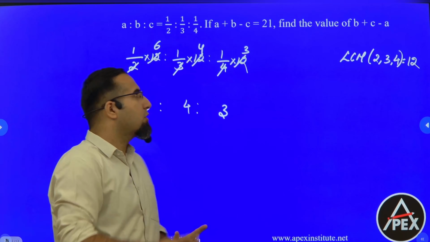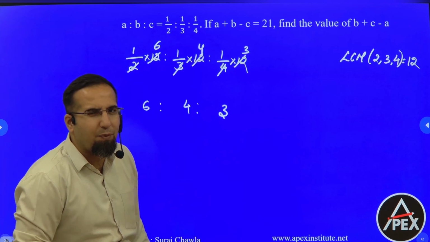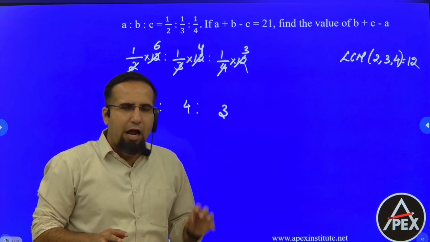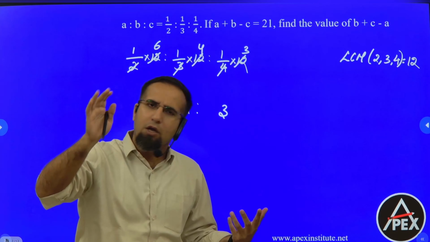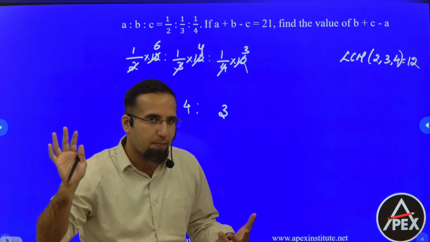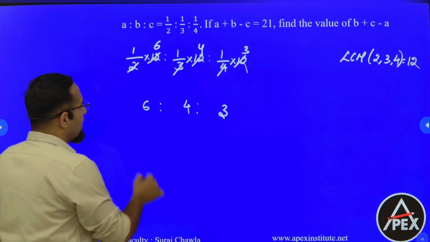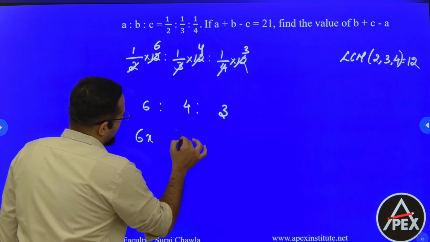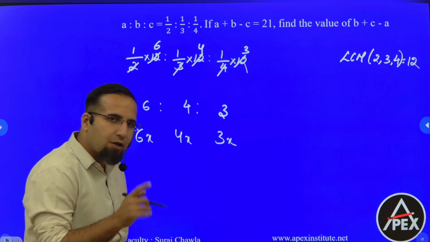Now let's go back to the question. Now I'm told that A plus B minus C is equal to 21. That means the total is not given. And I've been discussing this from the first class that whenever a ratio is given, the best method is to convert ratios into actual terms. Okay? So if the ratio is 6:4:3, then what will the actual terms be? 6x, 4x and 3x.